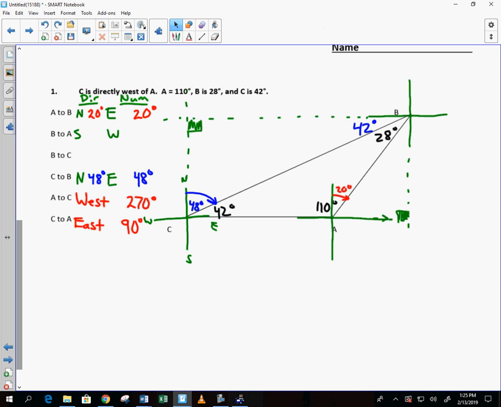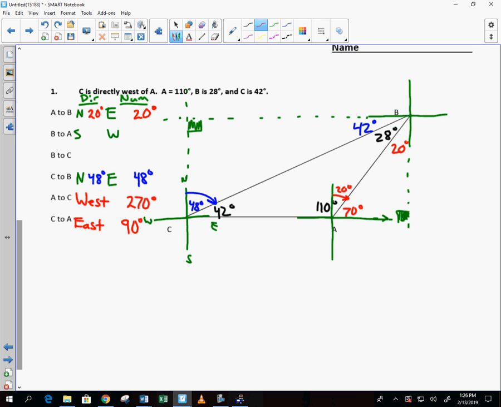Now, look at these three angles, 42, 28, and this unknown. They all have to add up to what? So that's going to make this. Hey, did you notice that 20 and 20, those are also alternate interior angles? So I have 20 and 90, so that would make this angle here 70. So notice the 70 and the 20 make the 90 there as well. Okay.